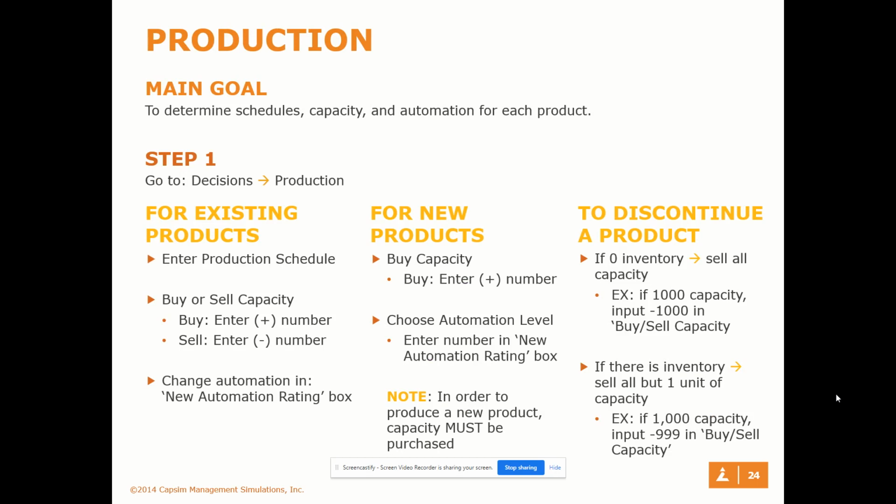The steps that you go through then, enter your production schedule. You can buy or sell capacity by making a positive or a negative number. Again, you're going to have more capacity than you need to begin with, so you might want to look at that as you go through. You can add automation in there, and you can actually, for a new product, make sure if you're creating a new product that there's going to be capacity for it in your production line as you go through.